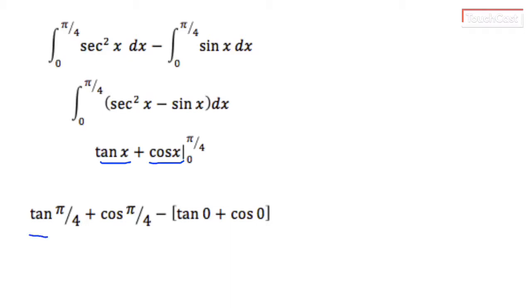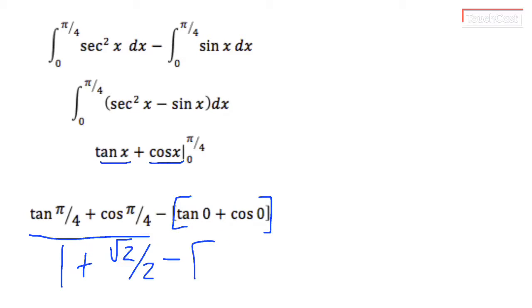So it's tangent of pi over 4 plus cosine of pi over 4, minus, and notice the brackets here, tangent of 0 plus cosine 0. So tangent of pi over 4 is 1, plus cosine of pi over 4, radical 2 over 2, minus tangent of 0 is 0, and cosine of 0 is 1. Feel free to leave your answer like this on the AP test, or we can simplify. That's 1 plus square root of 2 over 2 minus 1, which gives a final answer of square root of 2 over 2.